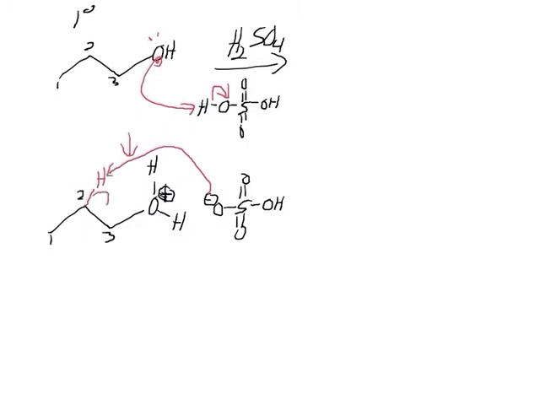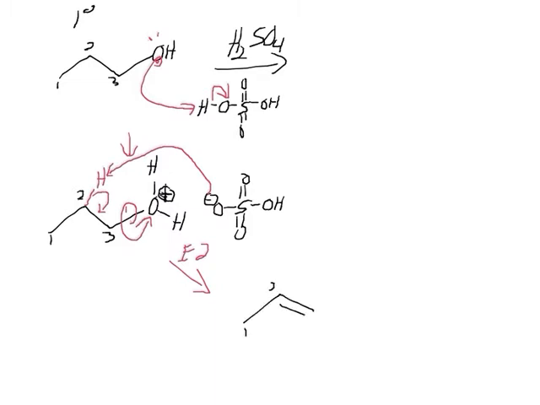So if we do E2, we still need what kind of conformation? E2, we still need anti-periplanar, right? So don't forget that kind of stuff. So we're doing an E2 reaction, right? One step, no carbocation.